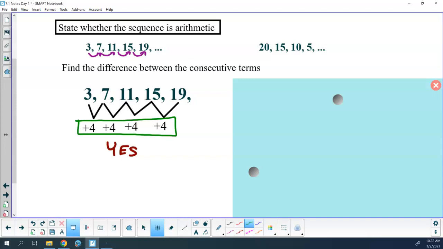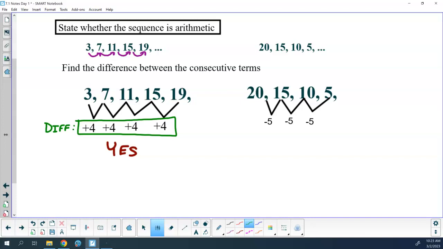Second one, 20, 15, 10, 5. Is that an arithmetic sequence? What is the constant difference? Subtracting 5. So the constant difference would be negative 5.